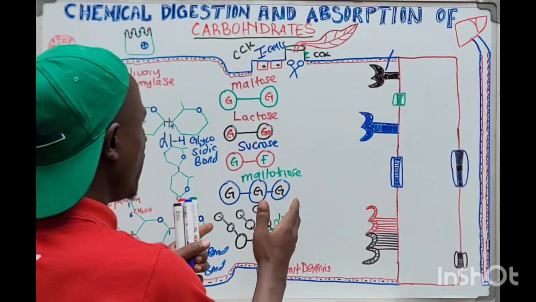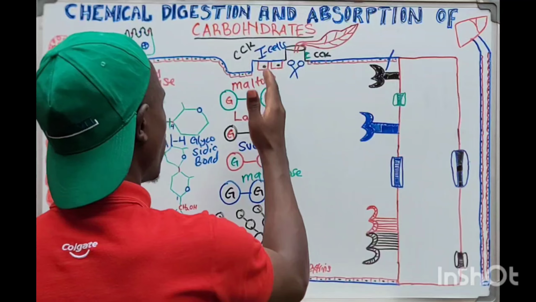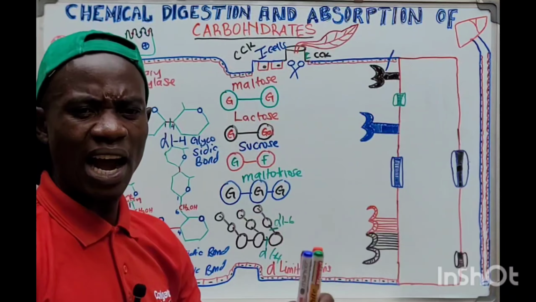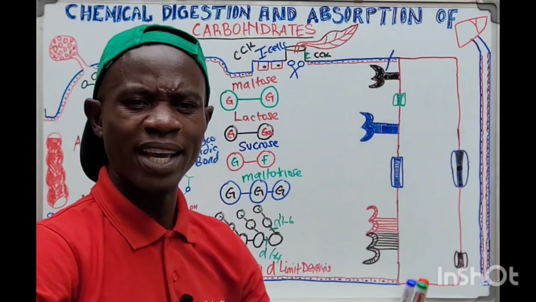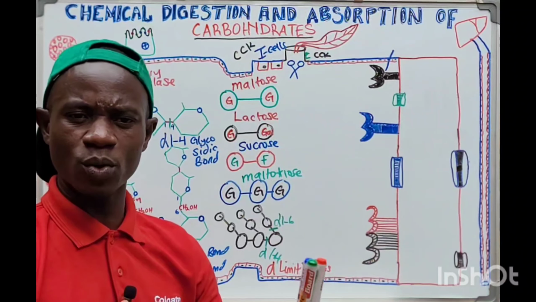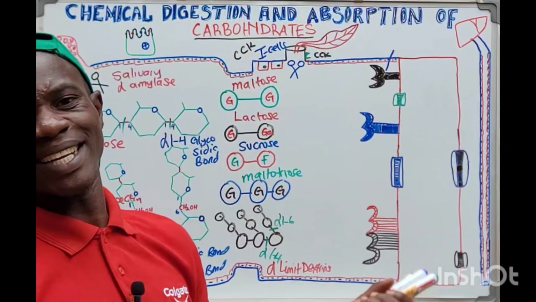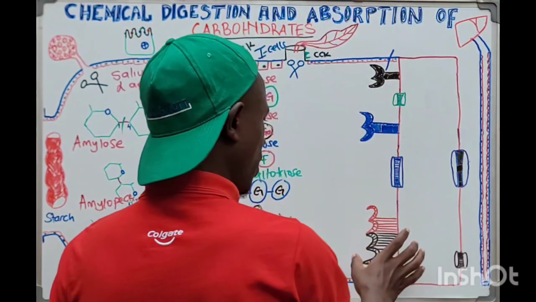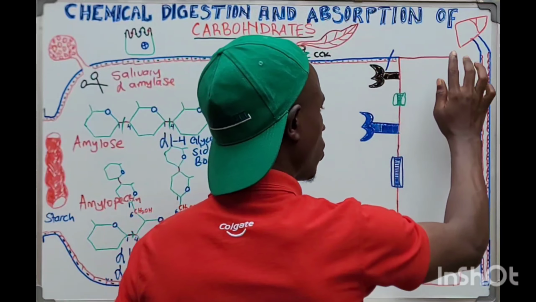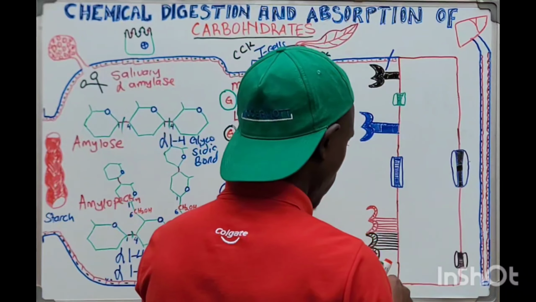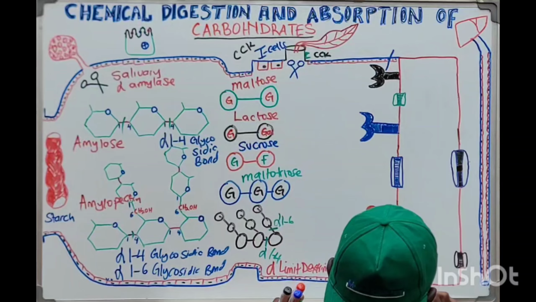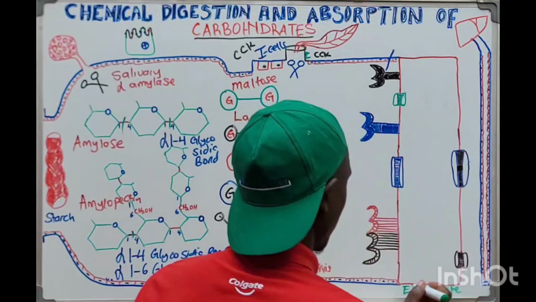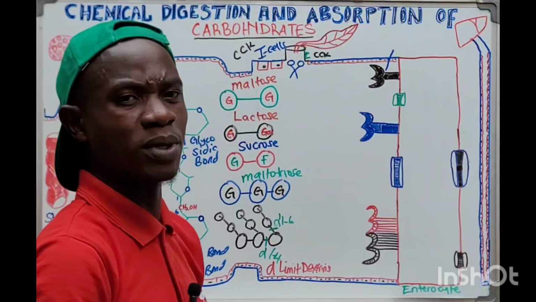Now, having made a lot of these oligosaccharides and disaccharides, let's see how we are going to break them down into their final absorptive molecules, which we call the monosaccharides. That's what we want, okay? Now, in this area we have a cell which we call the enterocyte. The enterocyte is the absorptive cell.